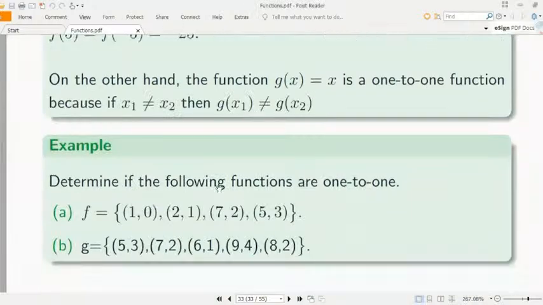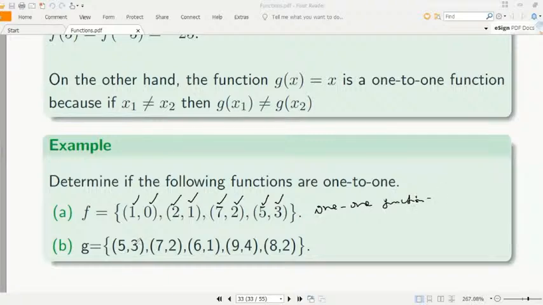Now, determine if these functions are one-to-one. These are very easy. This input has this output, this input has this output, this input has this output, and this input has this output. We will not have one output repeated for two different inputs. Every input has its unique output. So this is a one-to-one function.